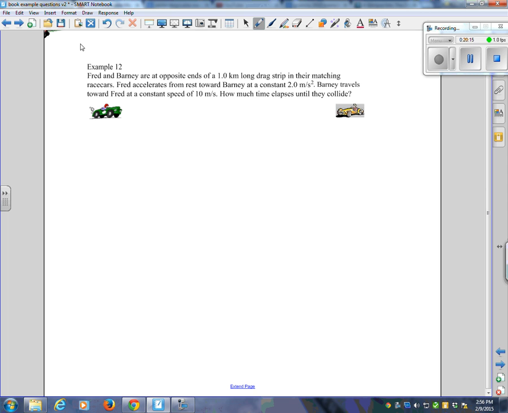Fred and Barney are at opposite ends of a 1 kilometer long drag strip in their matching race cars. This is the one that you guys did in the big paper. Fred accelerates from rest toward Barney at a constant 2. We'll call this Fred over here. We'll call this Barney over here. Barney's traveling toward Fred at a constant speed of 10. So he has an initial velocity of how much? Negative 10. Why negative? Because he's going left. Is that important in this question?